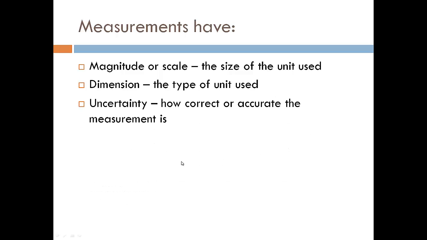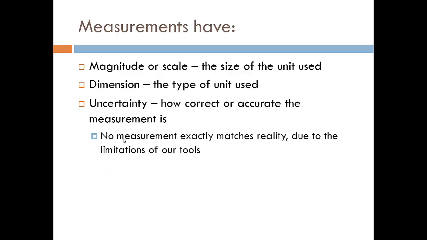And then finally, and this is perhaps more complicated, all measurements have built-in uncertainty. How correct or how accurate the measurement is, or how incorrect or inaccurate. That is because there is no measurement possible that's going to exactly match up against reality, due to the limitations of our tools. We don't have rulers that can measure down to the nearest atom. We don't have scales that can measure to the nearest atom, and so we're always going to have to round off, and that creates built-in uncertainty. The amount of uncertainty has to be kept in mind when we're analyzing our data because it can completely overwhelm the conclusions that we're trying to draw from the data.